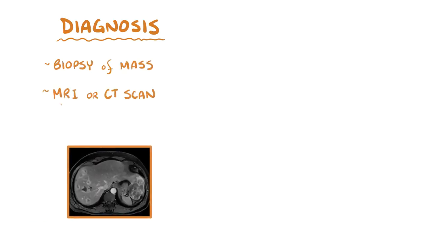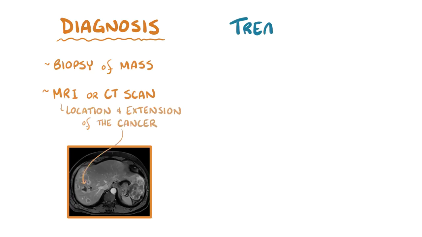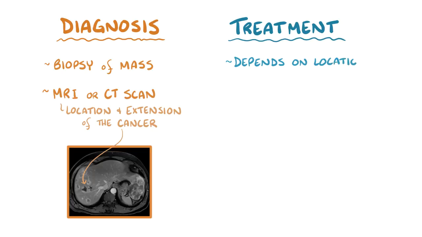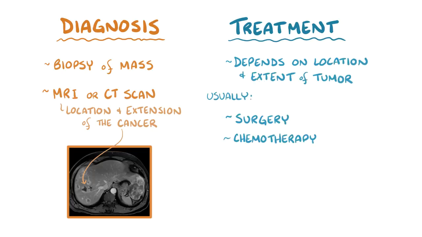The diagnosis of angiosarcoma is based on a biopsy of the mass. Imaging studies like an MRI or CT scan can help establish the location and extension of the cancer. Treatment of angiosarcoma depends on the location and extent of the tumor, and it can include surgery, chemotherapy, or radiotherapy, or some combination of these three.